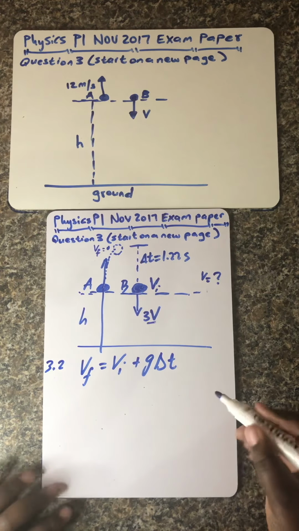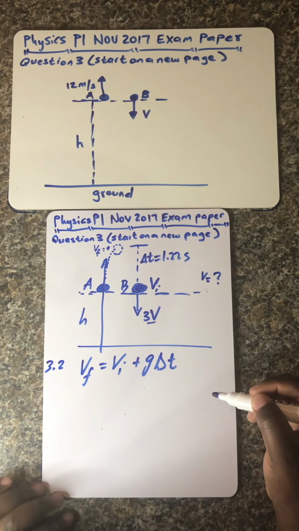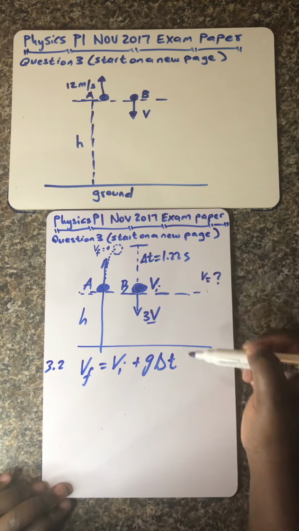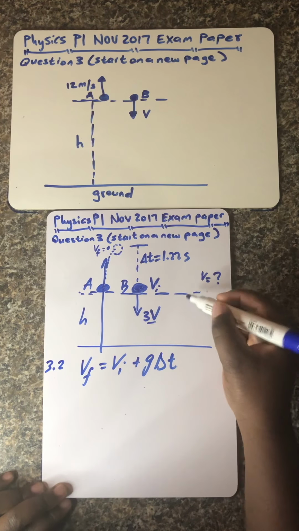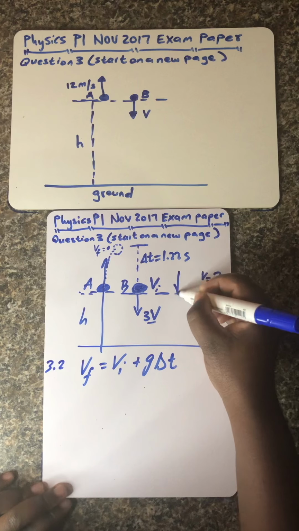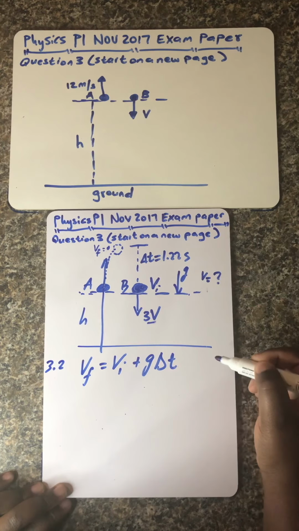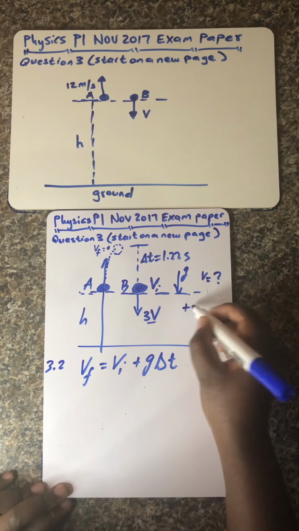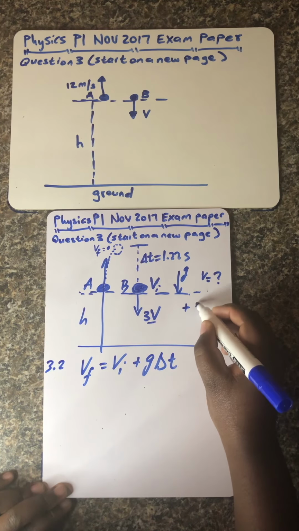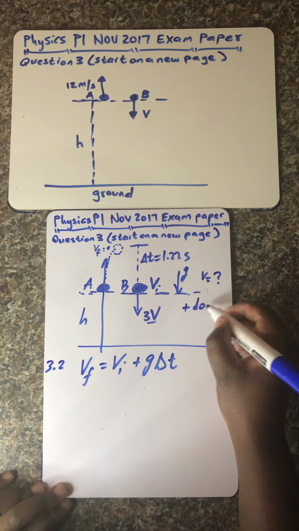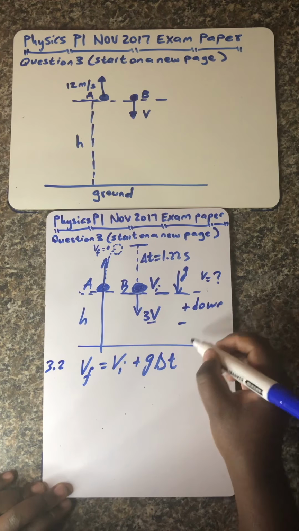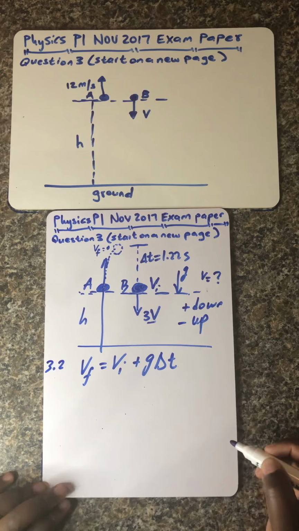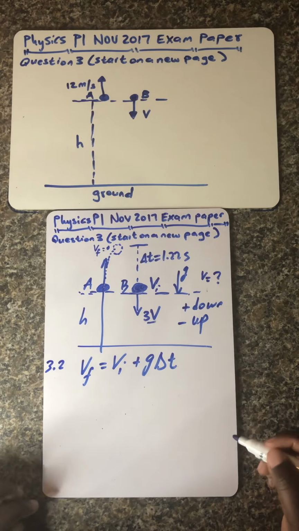So in this case, guys, we can decide on the directions. Since this object is going down, and we know that our g is always going down, then we can just assume down to be positive, just to make things simple. So that means positive down, meaning anything going up will be negative. So positive down, up negative.